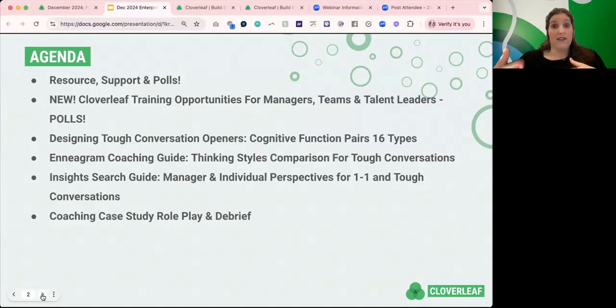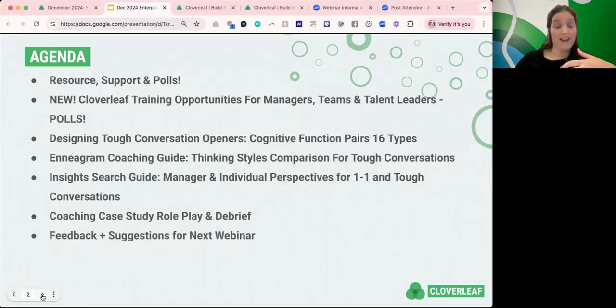Then Jason and I are going to do a little bit of a coaching case study role play. I'm going to be the manager, and Jason's going to be the individual contributor. We're going to do a little coaching conversation. Part of what I do is teach coaching skills to managers. We actually used Cloverleaf to prepare for the role play, and we're going to share what features we used to prepare for that conversation. We'll debrief on how we used Cloverleaf about each other to prepare for how we would interact. Then we're going to allow you to give us feedback and provide suggestions for the next webinar.